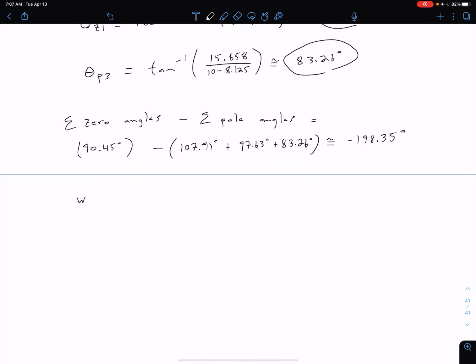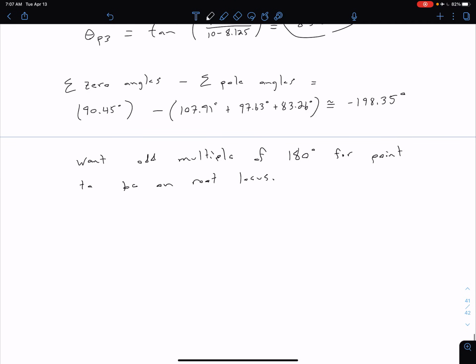So let's say we want an odd multiple of 180 for our point to be on the root locus. What we're going to do is choose the closest odd multiple of 180. In this case, it's negative 180.